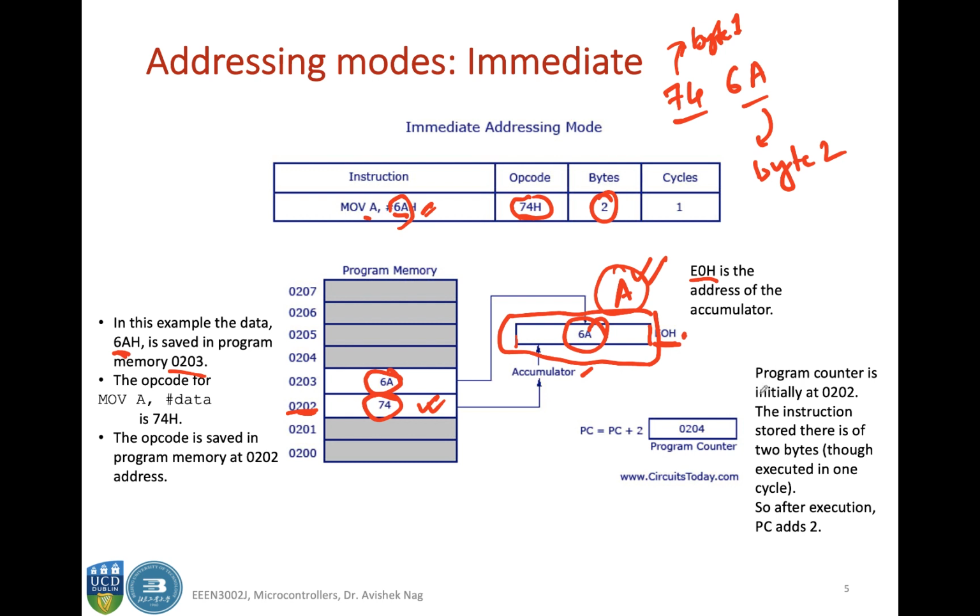And in terms of the program counter, after this instruction is executed, the program counter, which was initially at this location, since the instruction is 2 bytes, will increment 2 places after the execution of this instruction, and it will point to 0204, and whatever instruction is stored here will be performed next by the program.